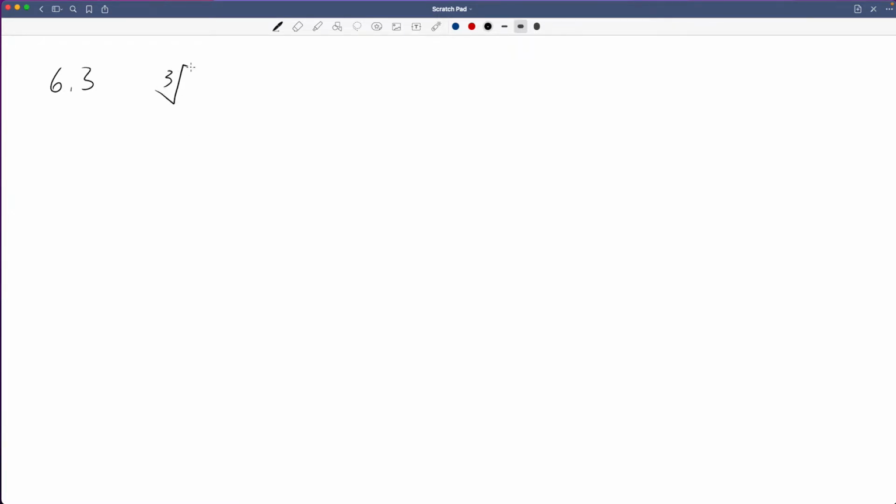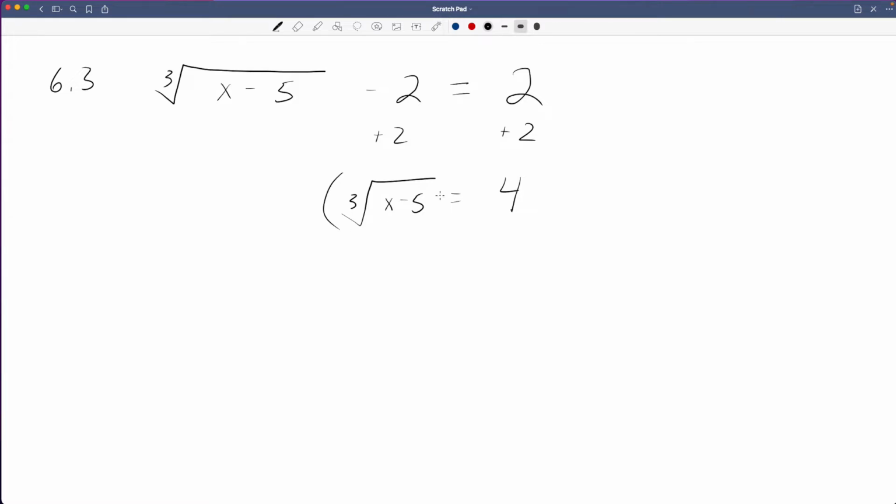So we have the third root here, and that is x minus 5, minus 2 is equal to 2. So the first thing we're going to do is add 2 to both sides so we can isolate the radical. And that gives us the cube root of x minus 5 is equal to 4. Now we're going to raise both sides to the third power.